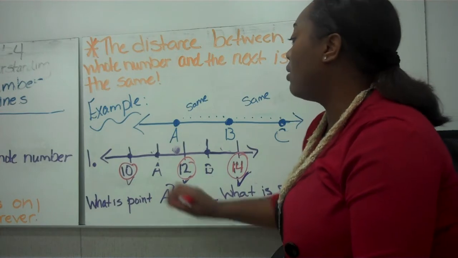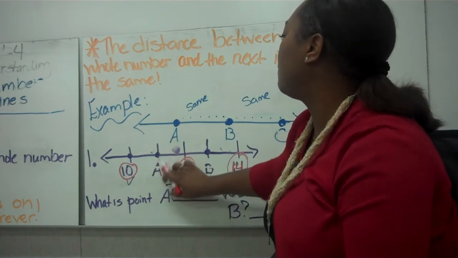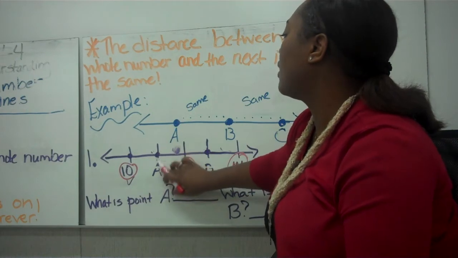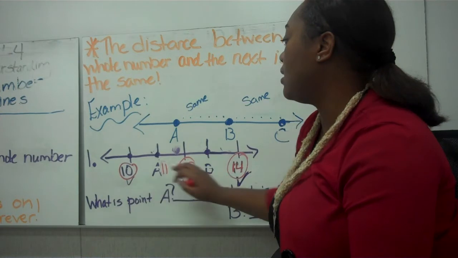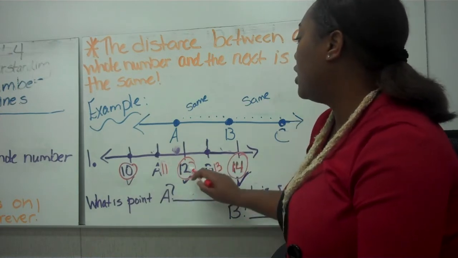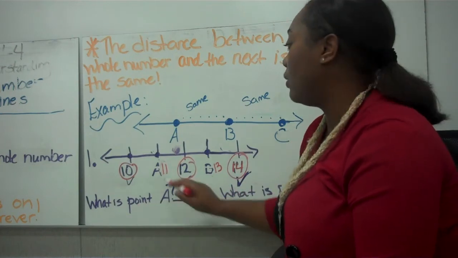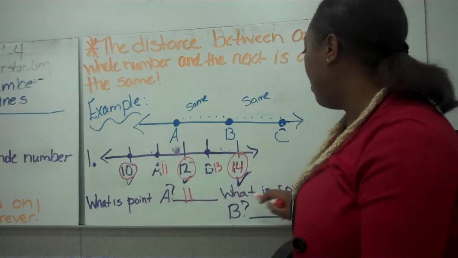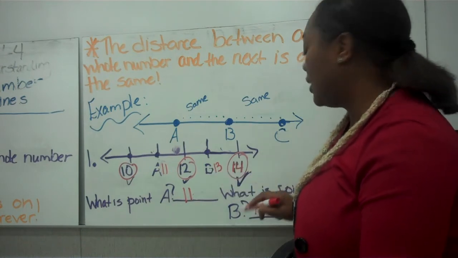Well, all of us know that the number 11 comes between 10 and 12, and number 13 comes between 12 and 14. So point A on this number line would be 11, and point B on this number line would be 13.